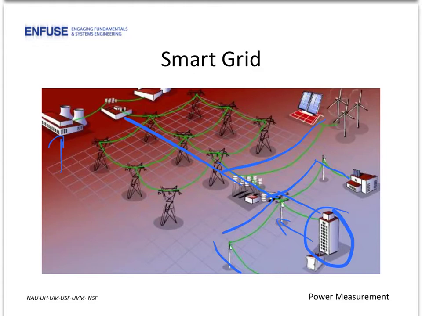For instance, if it's known that cloud cover will soon impact the output of a solar farm, then other power sources can be ramped up, or load, such as electric vehicle charging, can be delayed or decreased.